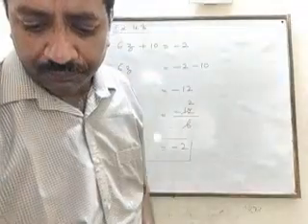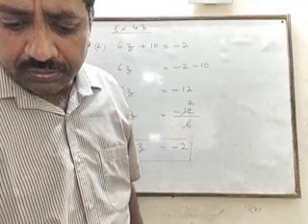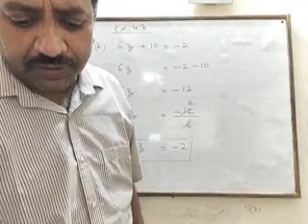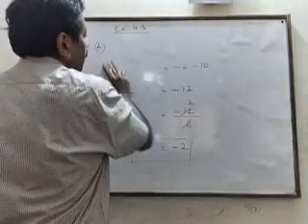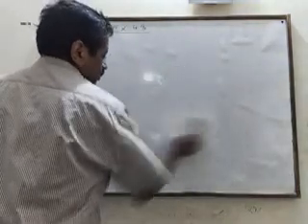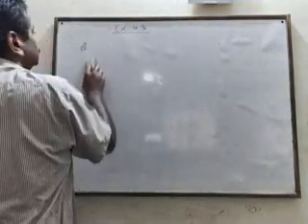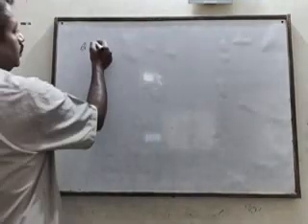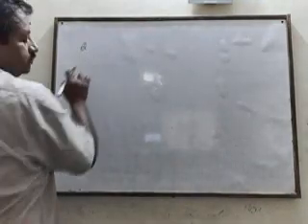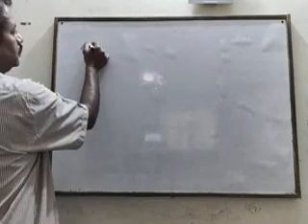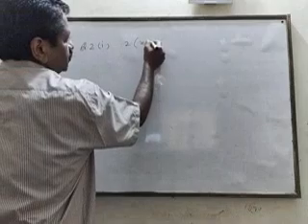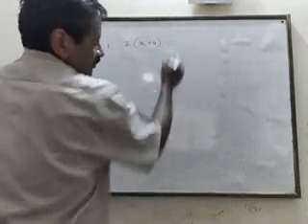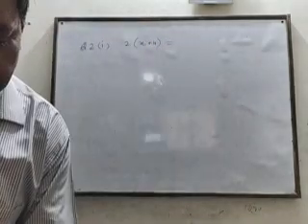Question number 2, first part: 2 whole x plus 4 is equal to 12.